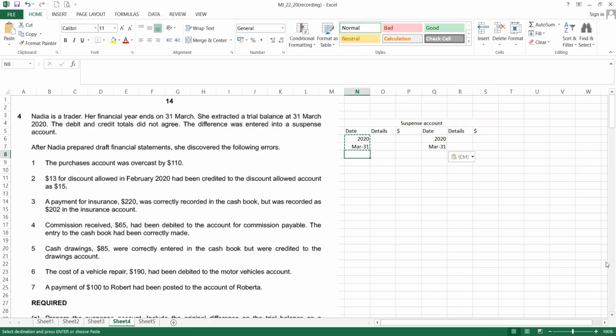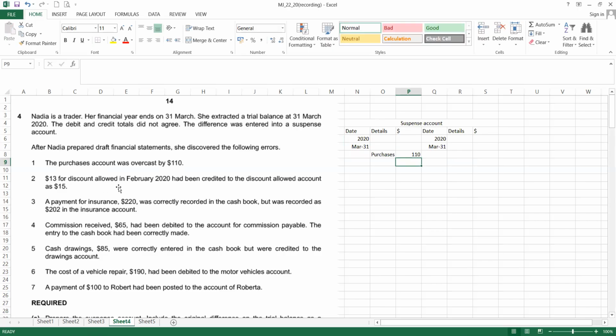Okay. The purchases account was overcast by 110. So purchases overcast means overstated. Overstated on the debit side, so we have to reverse it on the credit side. We have to credit purchases and debit the suspense account. So purchases, 110.